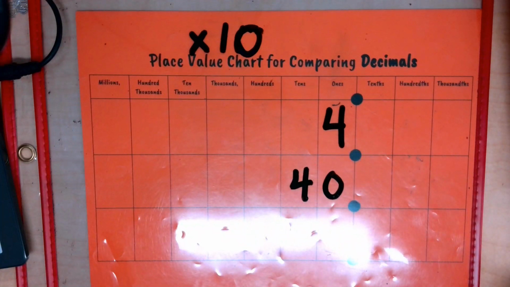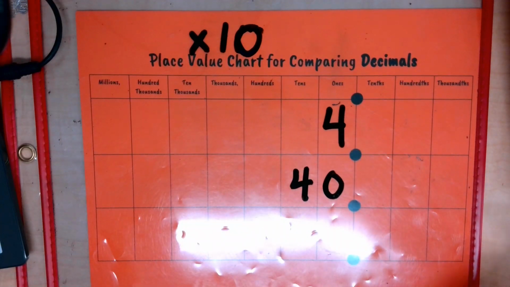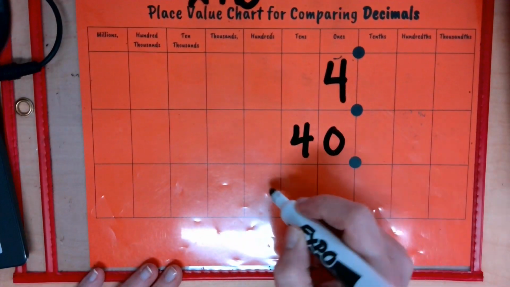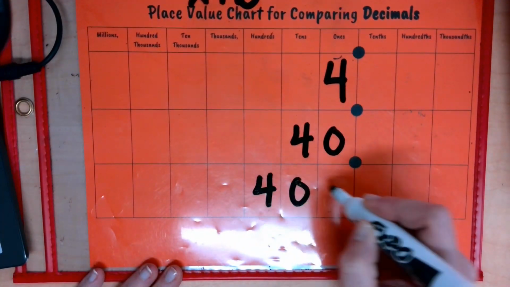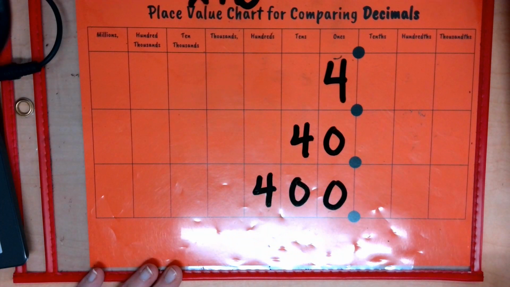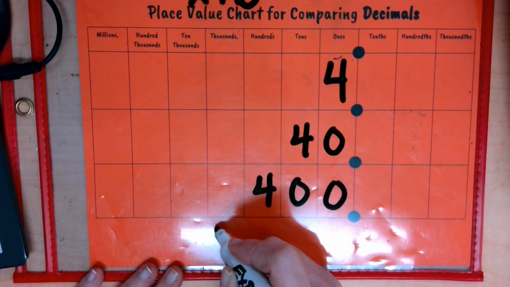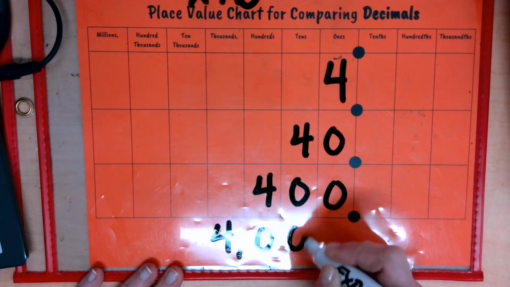Well, now what's 40 times 10? 40 times 10 is going to give us 400. What is 400 times 10? 400 times 10 is going to give us 4,000.